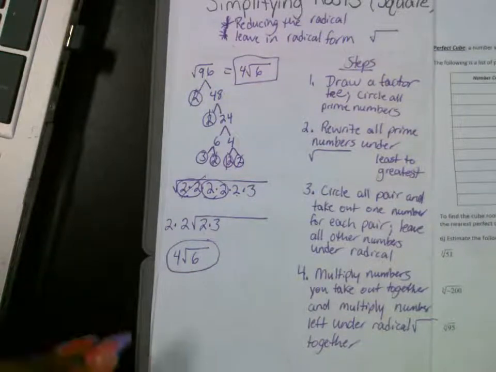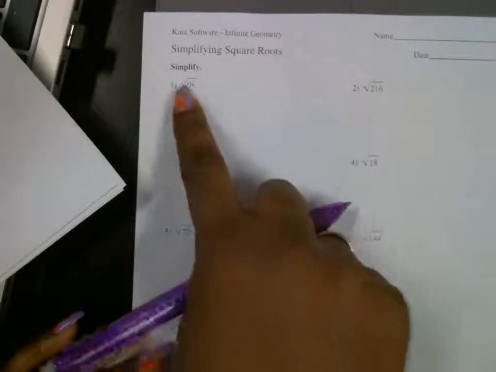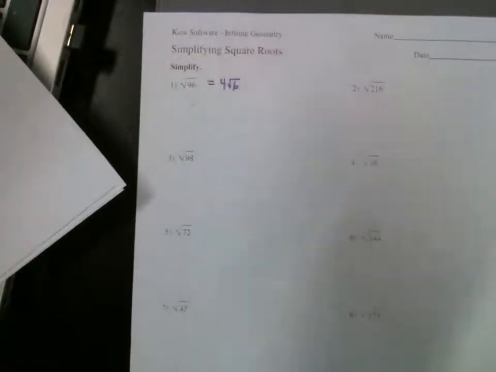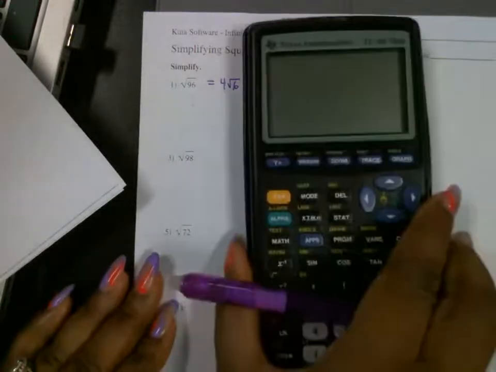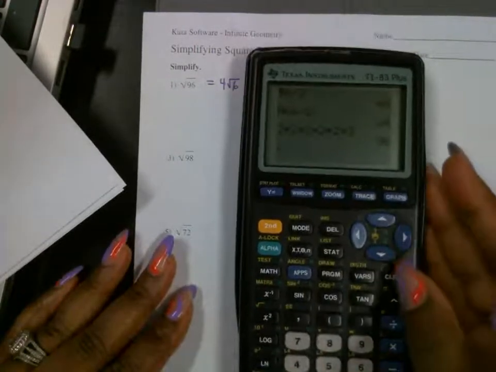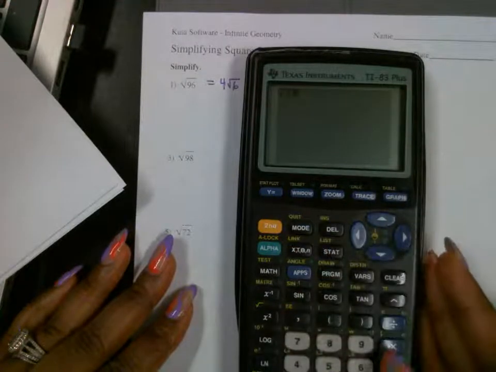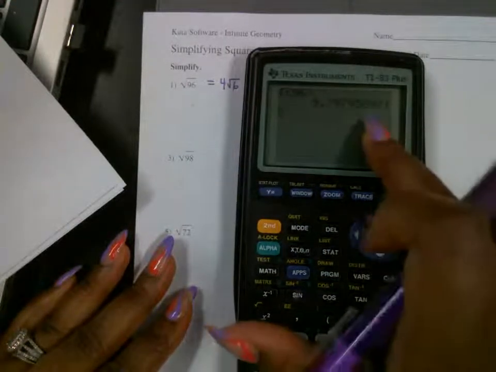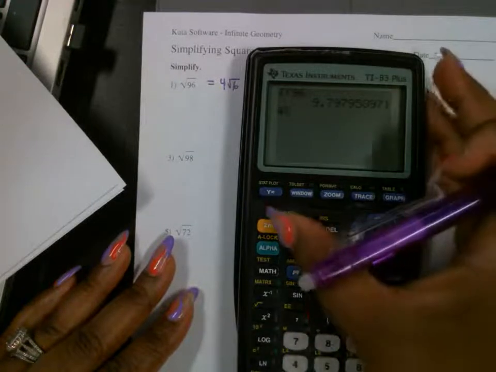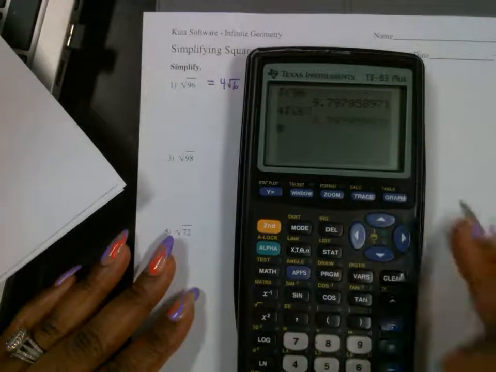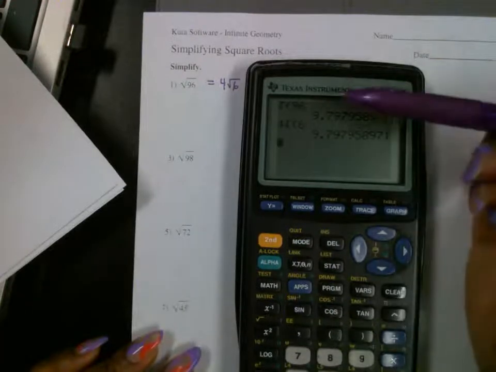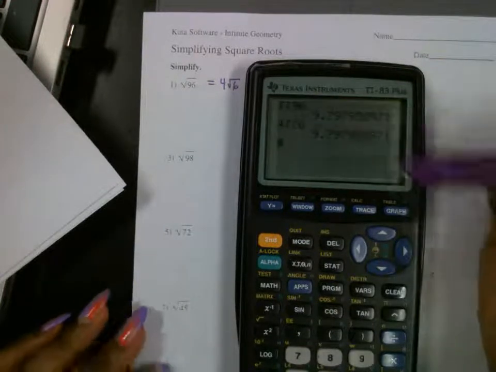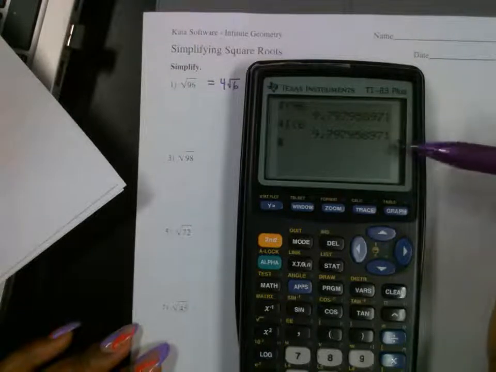All right, so now let's look at this sheet. We've already done this one. Remember, the answer here is 4 the square root of 6. And if I type this in, look, the square root of 96 is equal to this decimal. 4 square root 6 is equal to the exact same number because this is the reduced form of this radical. They are exactly the same.